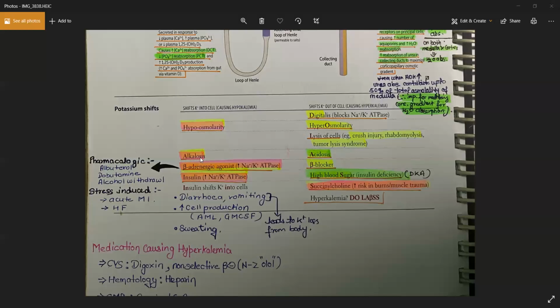The beta receptors will directly activate the sodium potassium pumps. So when the beta receptors are stimulated, you will have an inward shift of potassium. Whenever you give the patient beta blockers, it will cause an outward shift of the potassium.